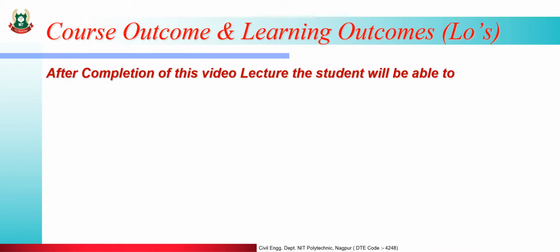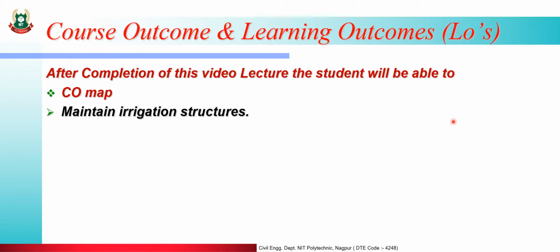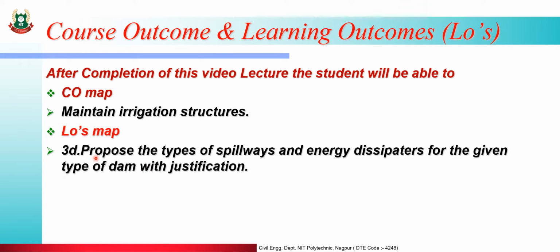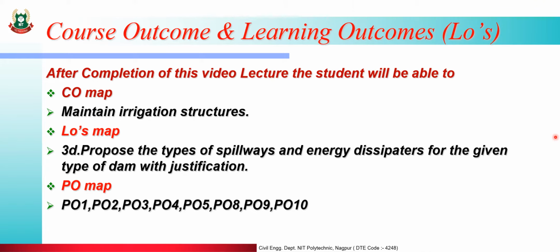In this session, after completion of this video lecture, the student will be able to maintain irrigation structure. The LO map is: propose the types of spillways and energy dissipators for the given type of dam with justification. And the PO map are PO1, PO2, PO3, PO4, PO5, PO8, PO9 and PO10.